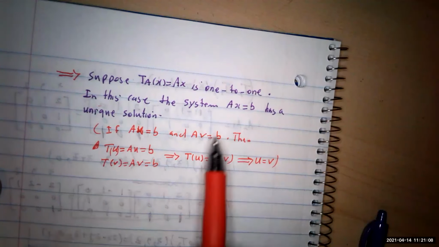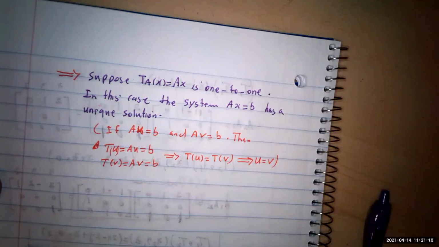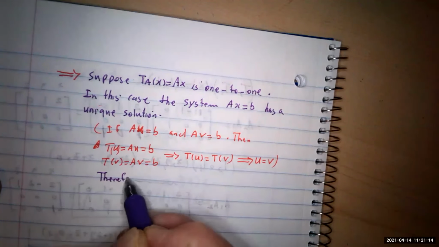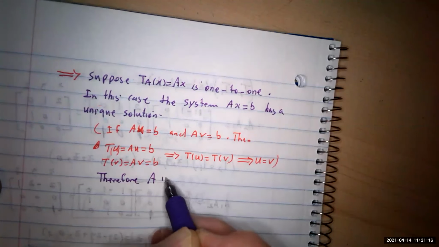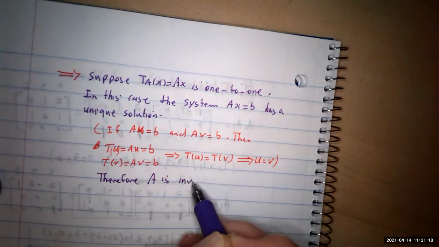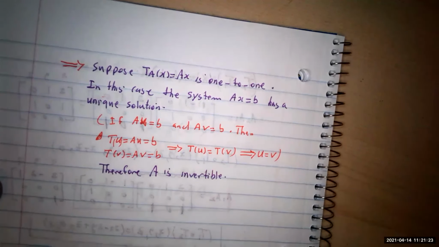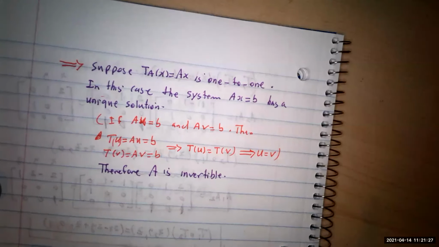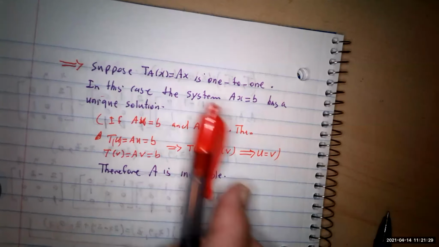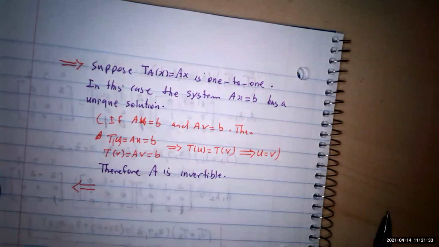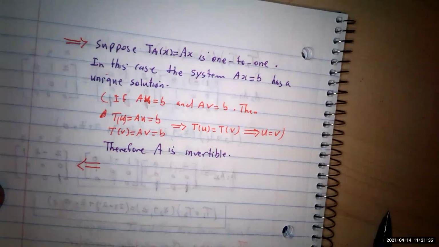So in this case, therefore, just for information, it's nice to know, A is invertible, because the solution would be X equal to A inverse B. Okay, so this is one direction. The other way around, that's going to be easier.